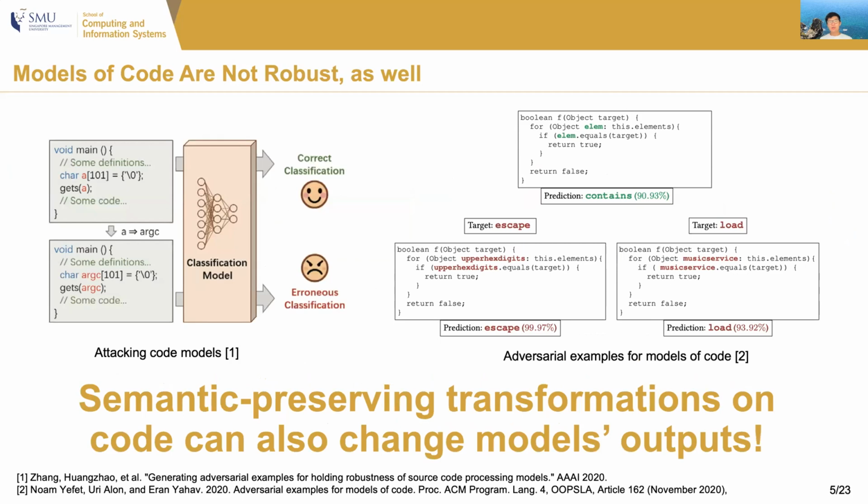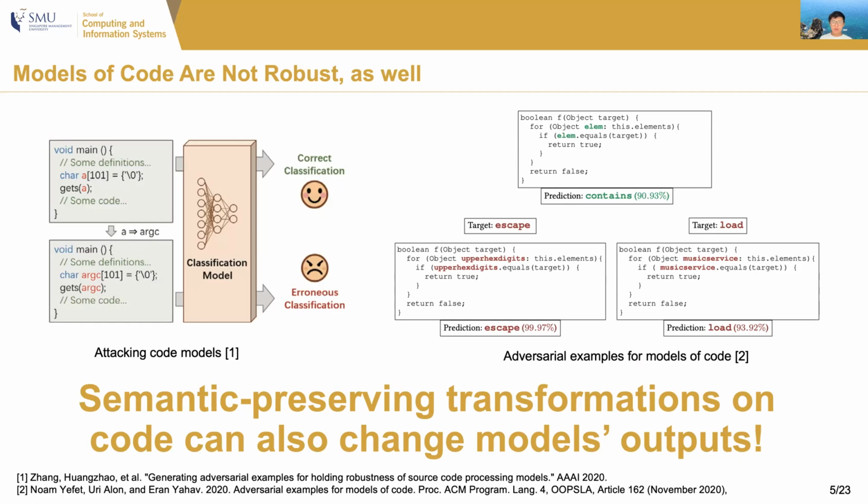Models of code are not robust either. We understand that there are other types of semantic preserving transformations on code, for example, converting switch statements to if statements, or adding branches that will never be reached. But we focus on identifier renaming as the transformation in this work. It is also worth exploring other types of transformations in future work. In the example illustrated by the left figure, the original program can be correctly classified by a model, but if the variable is renamed to something else, it may be wrongly recognized by the same model, even though the program behavior should be exactly the same.